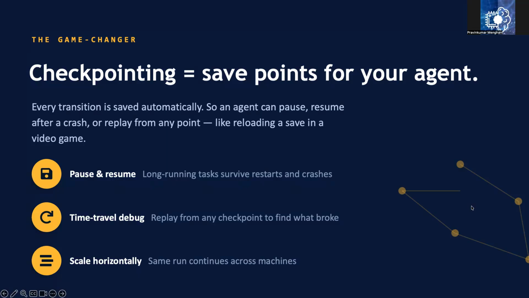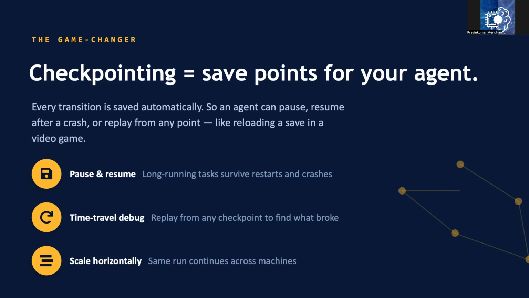Checkpointing. Checkpointing is like save points for your agent. One question I want to ask my audience here: who here has ever played a game without saving and then died right before the boss? That sick feeling in your stomach. That's what running an agent without checkpointing feels like in production. So checkpointing means that at every single transition, every time your agent moves from one node to another, the entire state is automatically saved. And if the process crashes at, let's say, step 47, you don't restart from step 1. You reload from step 46 and you keep going.